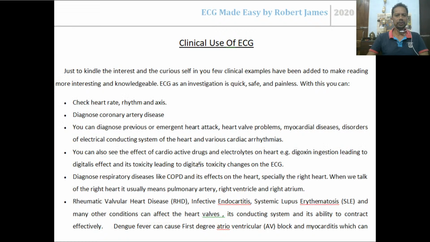So what all can you use ECG for? There are a lot of things. In almost every medical condition your heart will be affected. You can check the heart rate, the rhythm, and the axis of the heart. You can diagnose coronary artery disease, and many of the valvular heart diseases. It's not that like echo you can see the valve in the ECG, but because of the valve problem, like in aortic stenosis, you can get features of left ventricular hypertrophy. There are electrical criteria, voltage criteria.